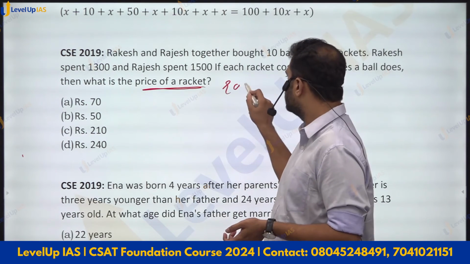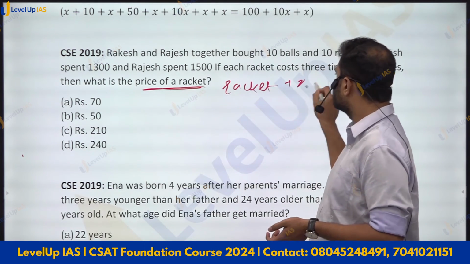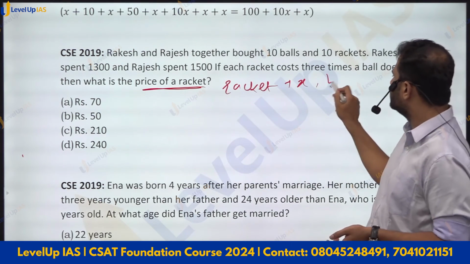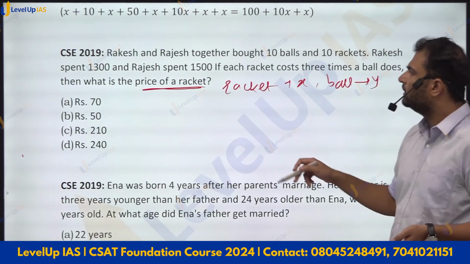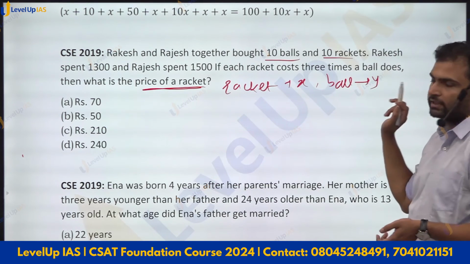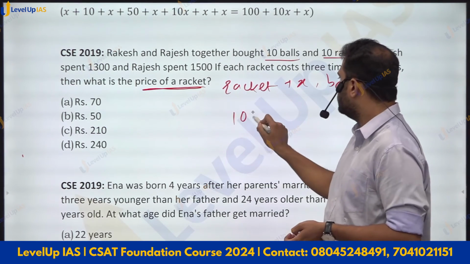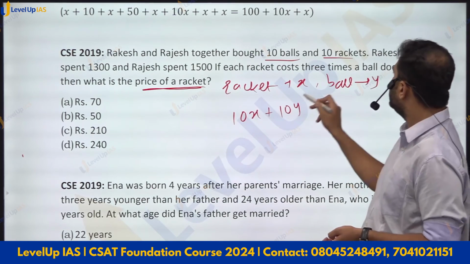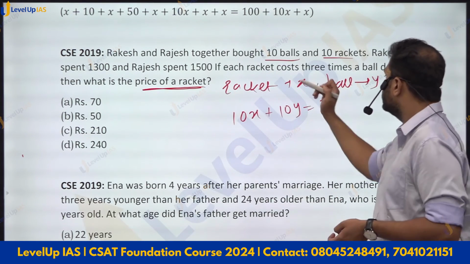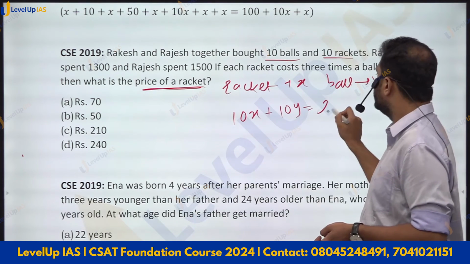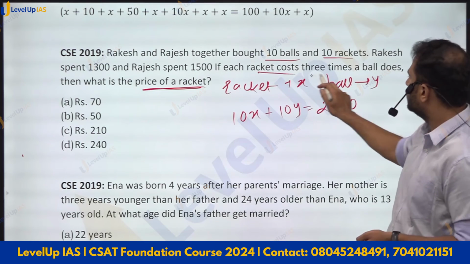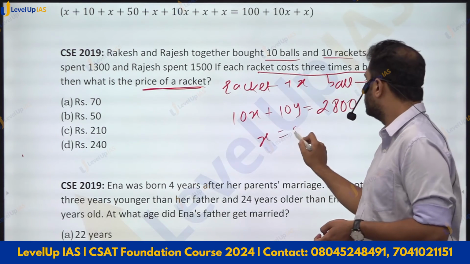So let the racket be costing x, and what is the cost of ball? Let us say that it is also unknown, the ball is costing y. So what do we have? Firstly, together they buy 10 balls and 10 rackets. So what is the total cost? 10 balls and 10 rackets, right? This is the total cost, and they spend 1300 and 1500. So together they spend 2800, and each racket costs 3 times the ball does. So x is equal to 3 times y.